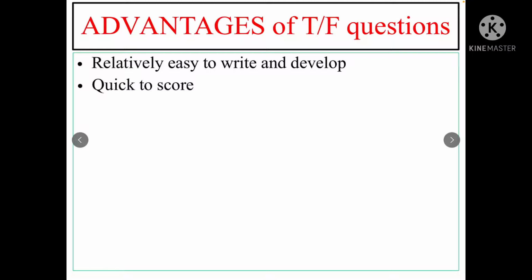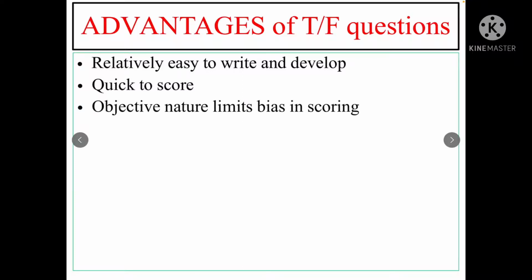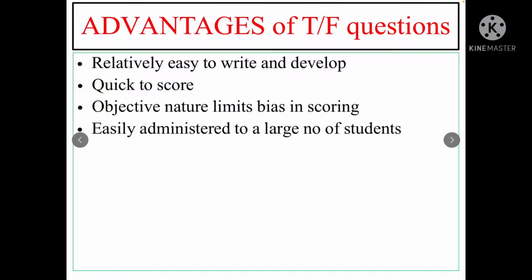Point number 2. Very quick to score. Since the answer contains only 1 letter, a teacher can easily check the answer sheets of the maximum number of students in a small span of time. Third point is objective nature limits bias in scoring. Sometimes what happens, because of biasness for some known or unknown reasons, we face some problems while scoring subjective type questions. As a teacher, we face some problems. But this situation will not arise in objective type questions. That's why it limits the biasness in the scoring purposes.